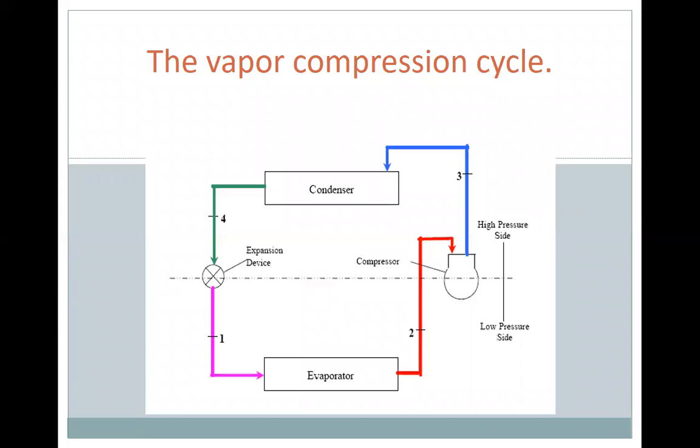Welcome to the vapor compression cycle topic. This is the typical figure. This is a typical vapor compression cycle. So, meron tayong condenser, expansion device, evaporator, compressor. In between niya ng condenser evaporator is tinatawag na low pressure side sa evaporator and high pressure side sa condenser.